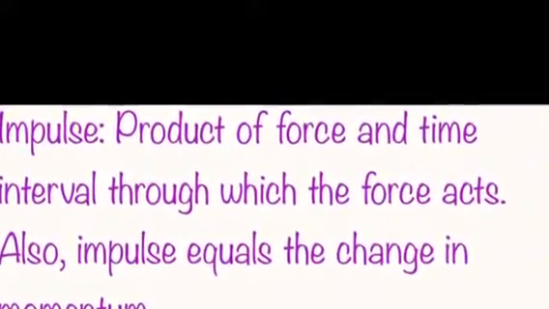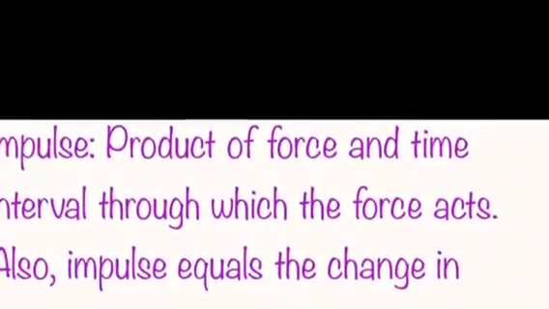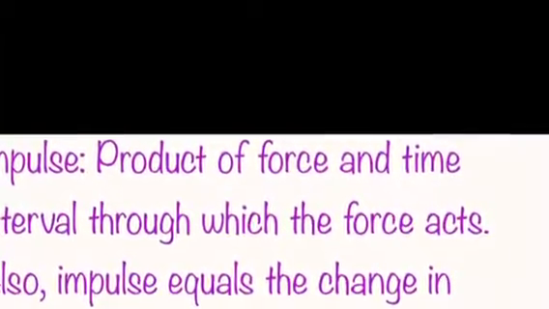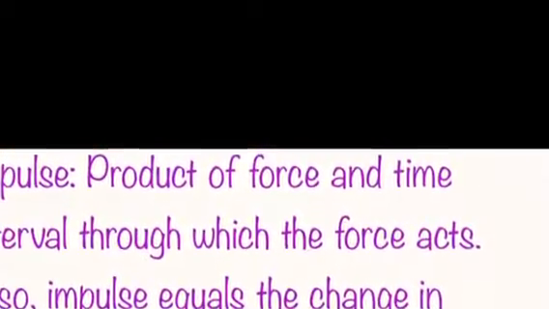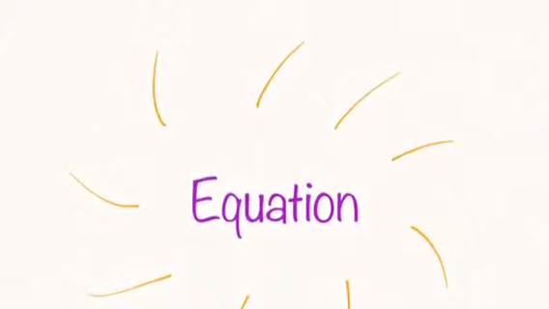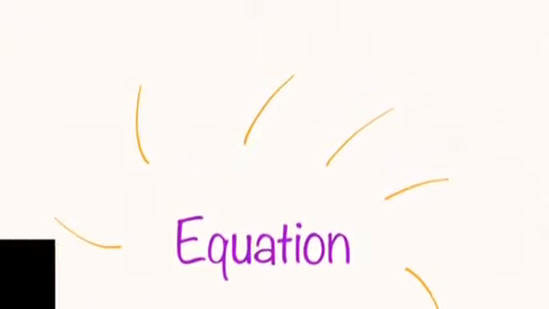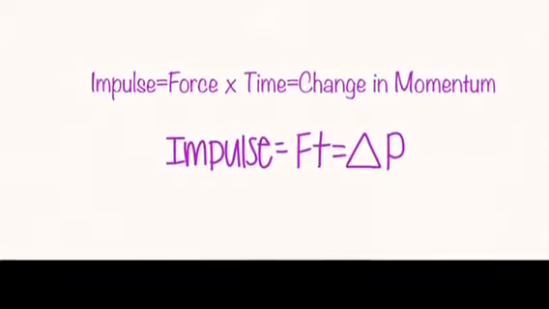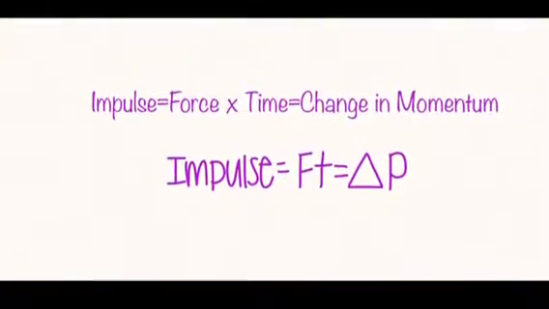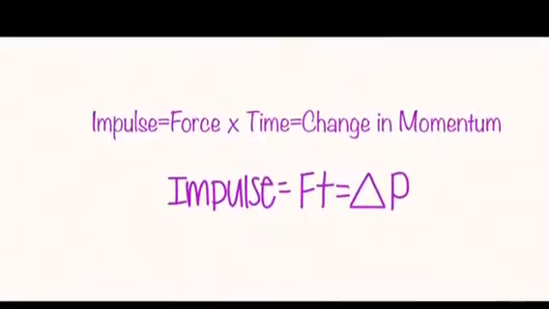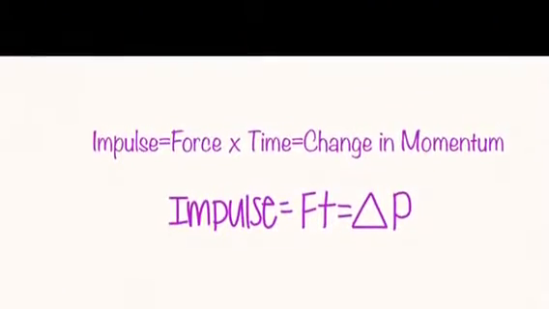Impulse is the product of force and the time interval through which the force acts. Also, impulse equals the change in momentum. The equation for impulse is force times time. Force times time also equals the change in P, or momentum.